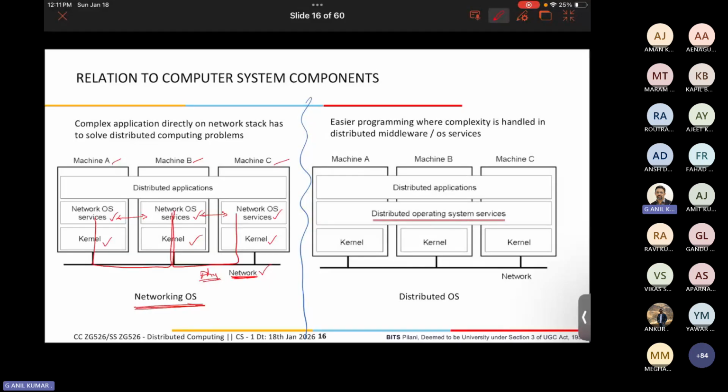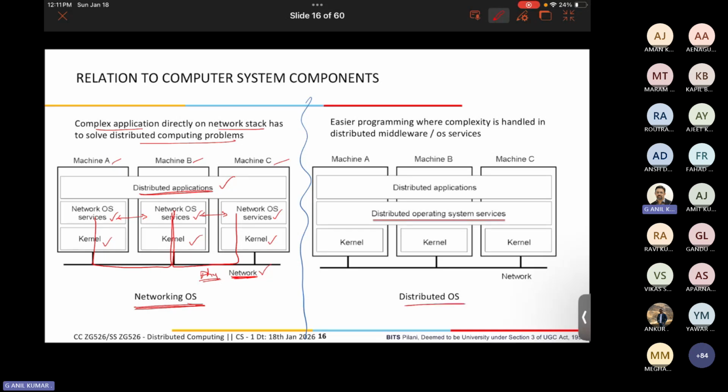On top of which you have your distributed application sitting. This is one way. This is a complex application directly on the network stack, which has to solve the distributed computing problem. It's the headache of the application how you want the distribution to happen. Neither the OS nor the network will worry about that. They just give the services. It is your headache as an application how you want to utilize them and make things happen.